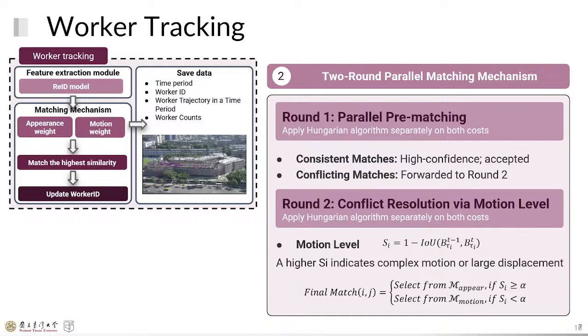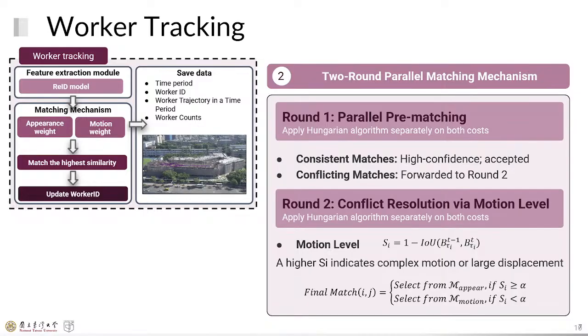We consider the motion level between two frames, and a higher motion level indicates complex motion and large displacement among the frames. So we will rely on the appearance cost.